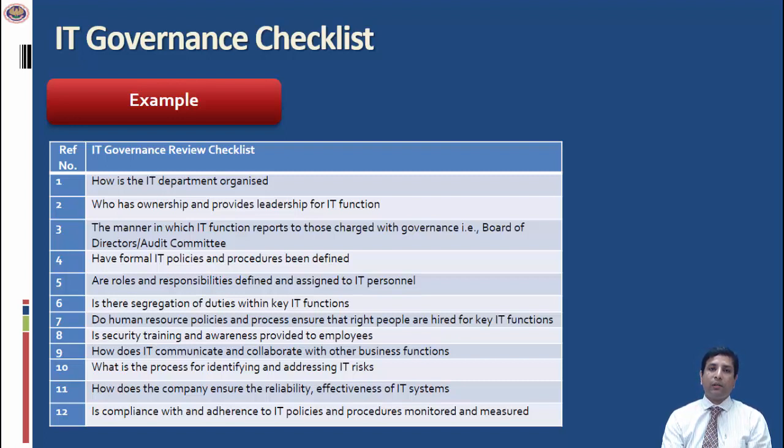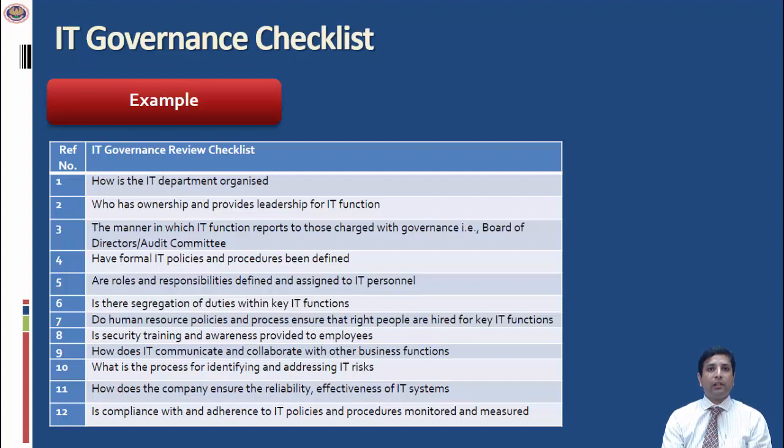Are there formal policies and procedures which are defined for the company? We have to look at the IT security policy or the information system policy that has been framed by the company for managing and governing the IT systems. What are the roles and responsibilities which are defined for the IT people? We need to understand, is there adequate segregation of duties within the IT function? We have to make sure that just like any other business process where segregation of duties is an essential internal control, adequate controls have been put in place for the IT department also.